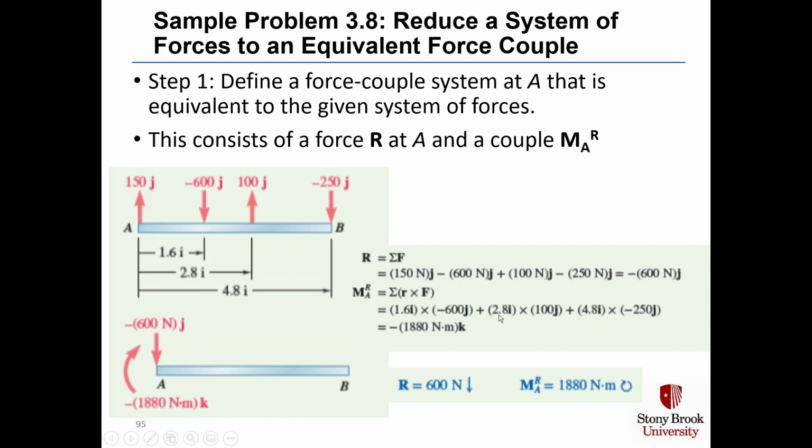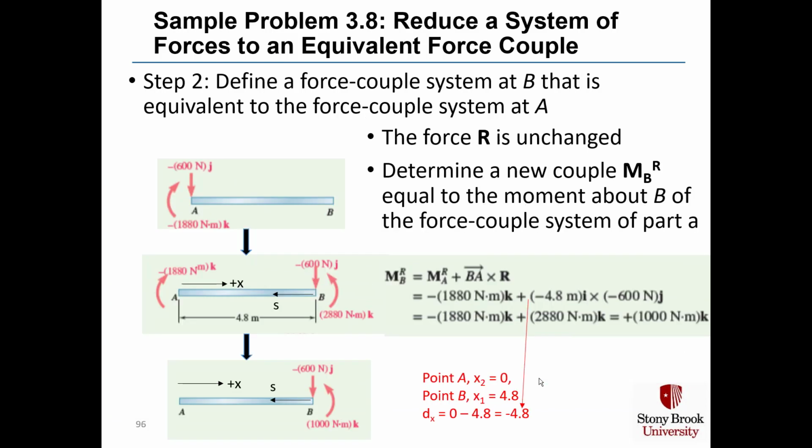All of them will create a moment vector in the k direction, and we get minus 1,880 Newton meters in the k direction is the equivalent moment at point A, denoted by the symbol M sub A superscript R. The moment is a negative sign because it's a clockwise moment.